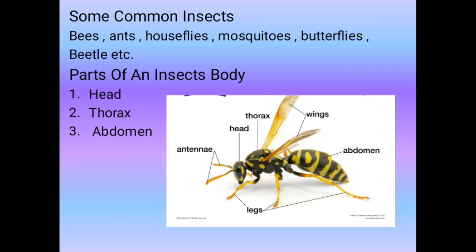Thorax: it has 6, that is 3 pairs of jointed legs, and 4, that is 2 pairs of wings. Abdomen: insects have holes called spiracles on their abdomen. They breathe through these spiracles.